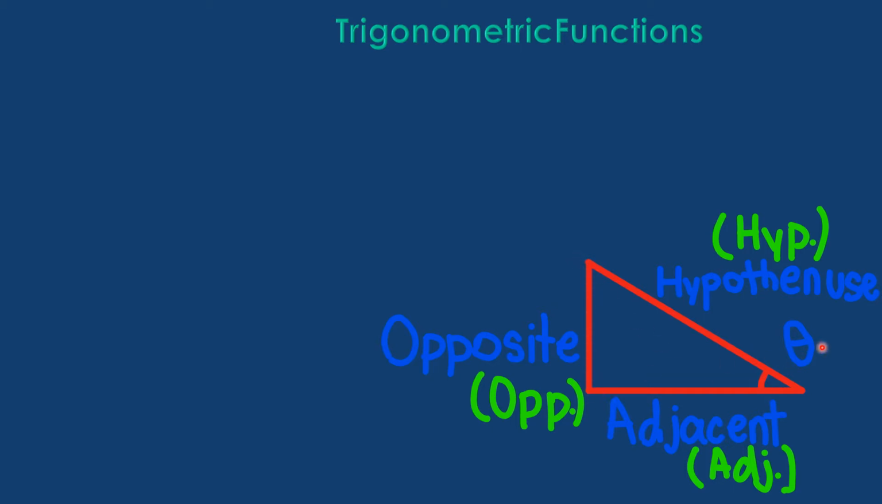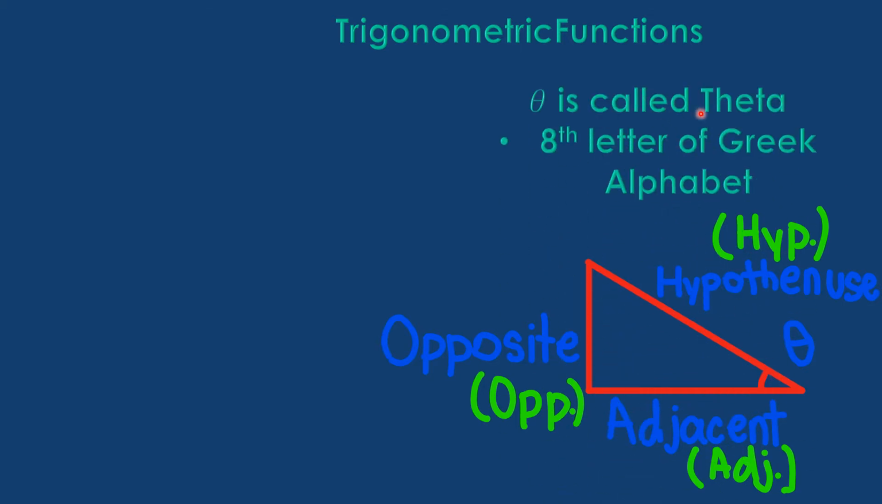Basically, theta you can think of as an algebraic letter for your angles. So if angle theta is here, this would be your opposite and this would be your adjacent. These two will only change. The only thing that remains will be your hypotenuse, which is actually the longest length of the triangle. Theta is actually the 8th letter of the Greek alphabet.